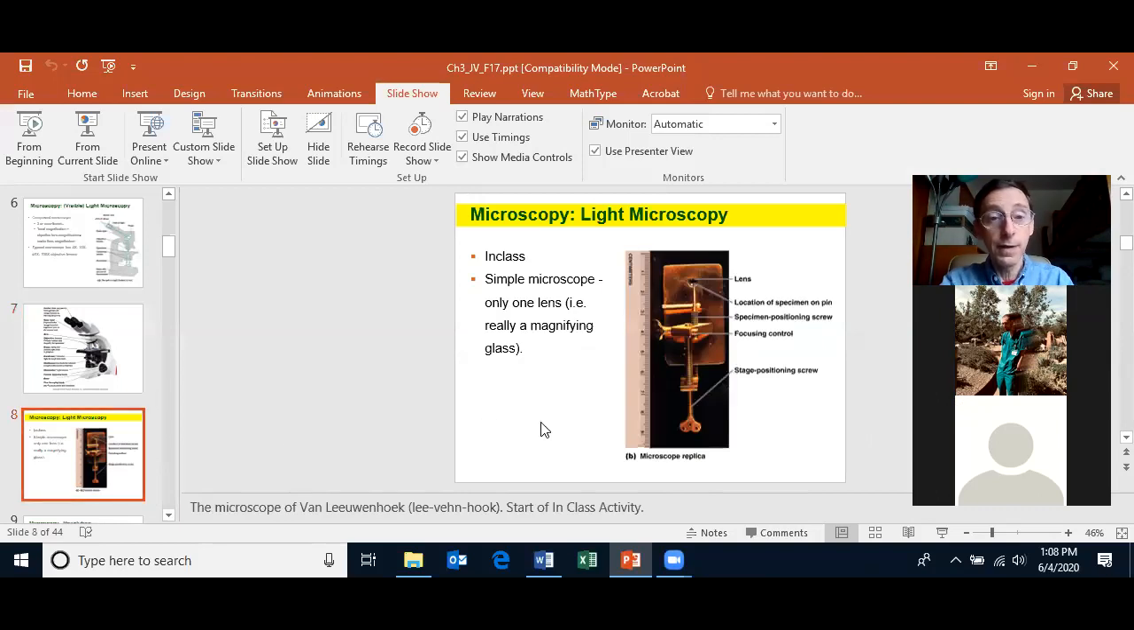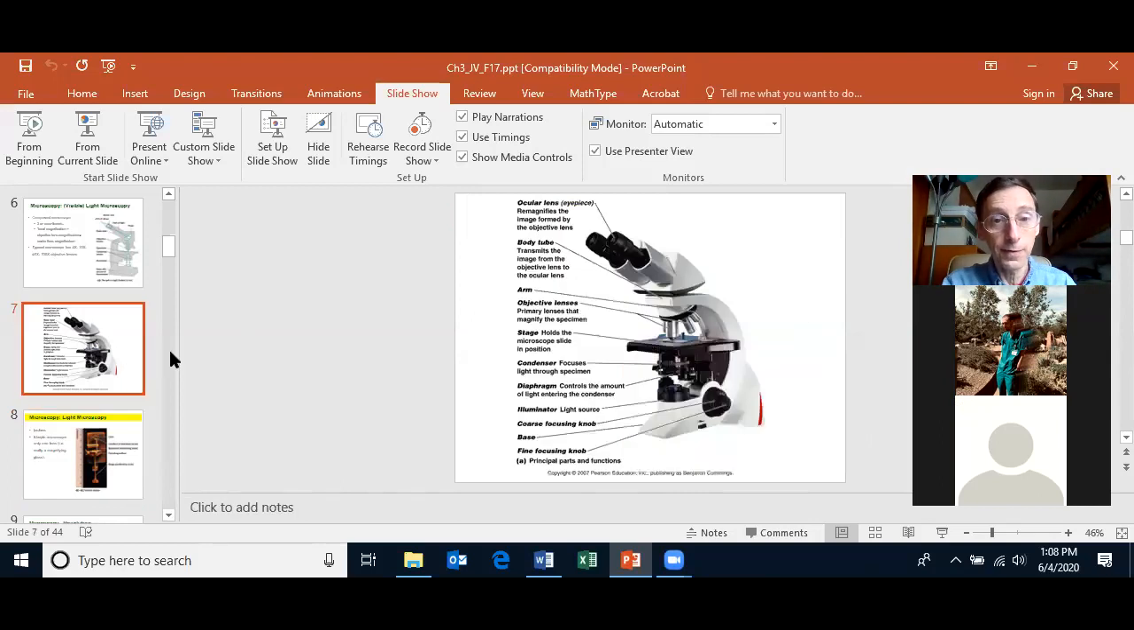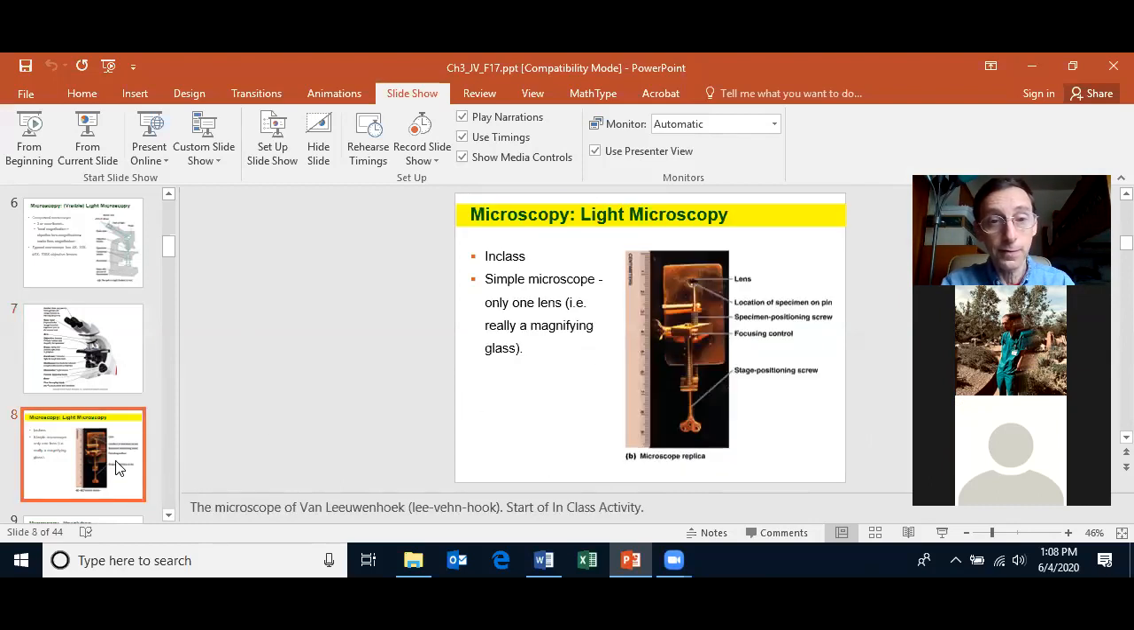All right, let me just point out that in the lab, if we were actually going to the lab, we would be using a compound microscope that has two lenses that magnify, the ocular and the objective. A simple microscope is a microscope that only has one lens that magnifies. And the microscopes that Antoni van Leeuwenhoek used were simple microscopes.